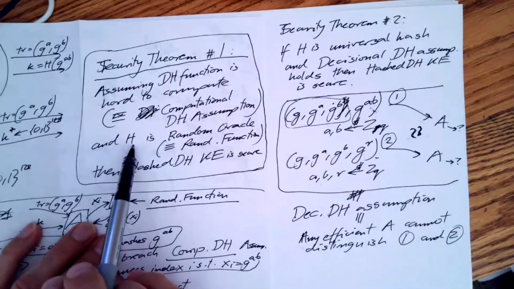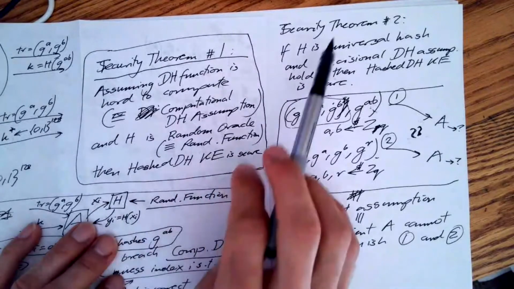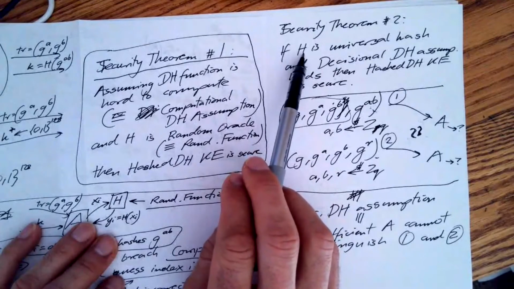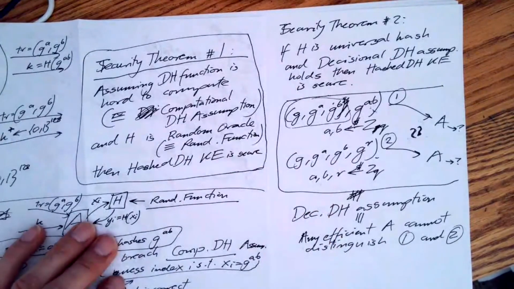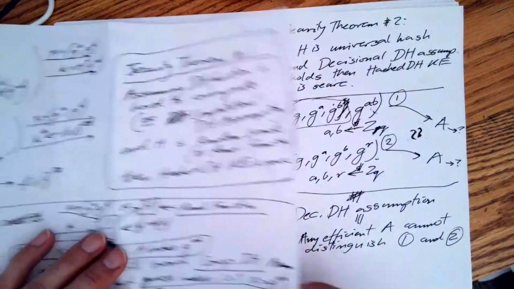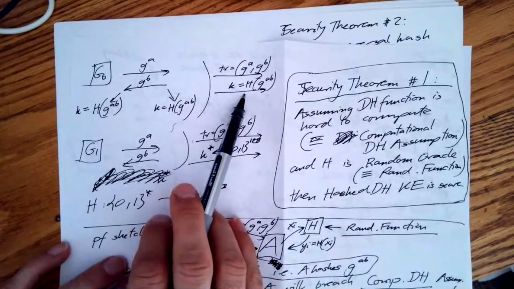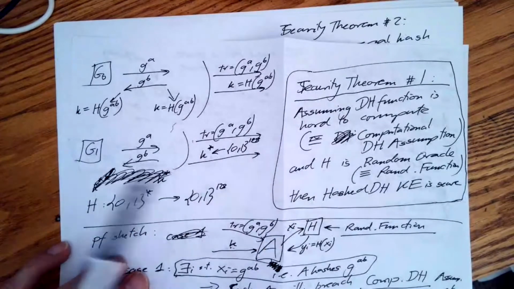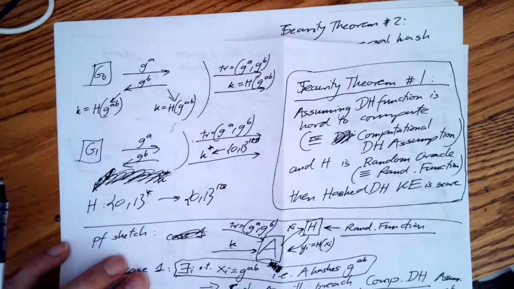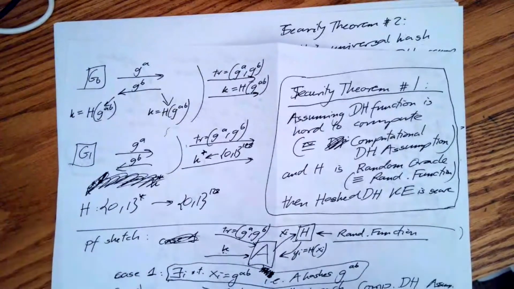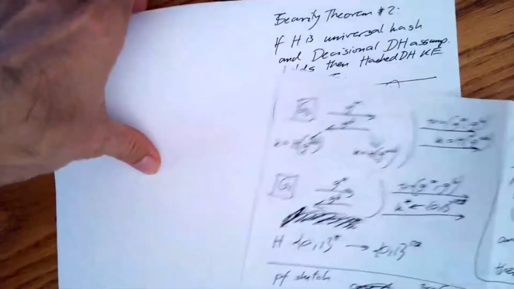But here I used a very strong assumption about the hash. And here I could replace it by a much weaker one. Okay. So both of these basically explain why this is done, and they explain it in two different ways. Okay. So we got that for the Diffie-Hellman.